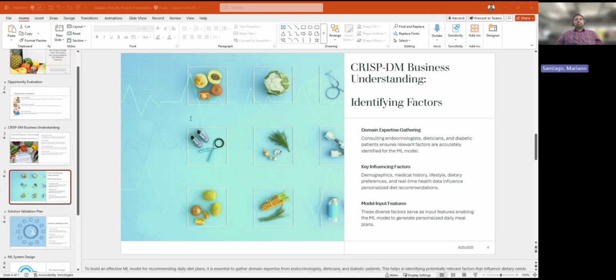Coming to the identification of the factors, we'll need input from domain experts like dietitians and endocrinologists. I've identified several factors that could influence recommendations, like age, weight, activity level, glucose readings, and dietary preferences. These will help the models personalize meal plans effectively.